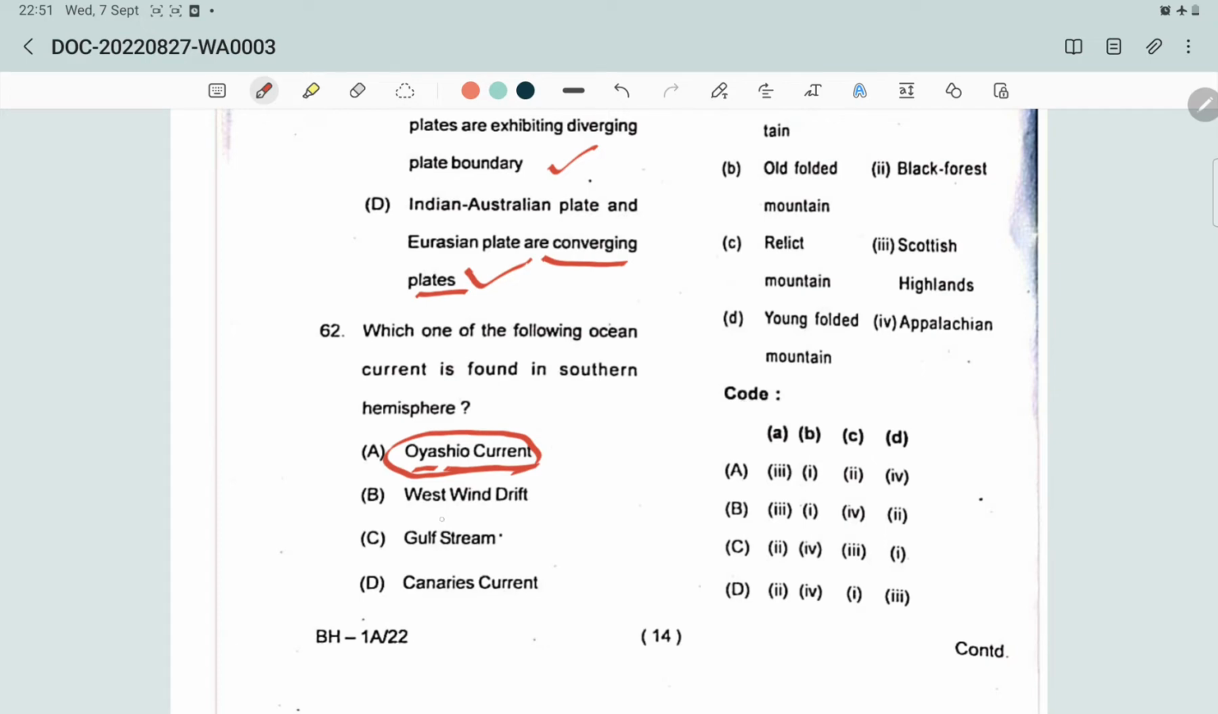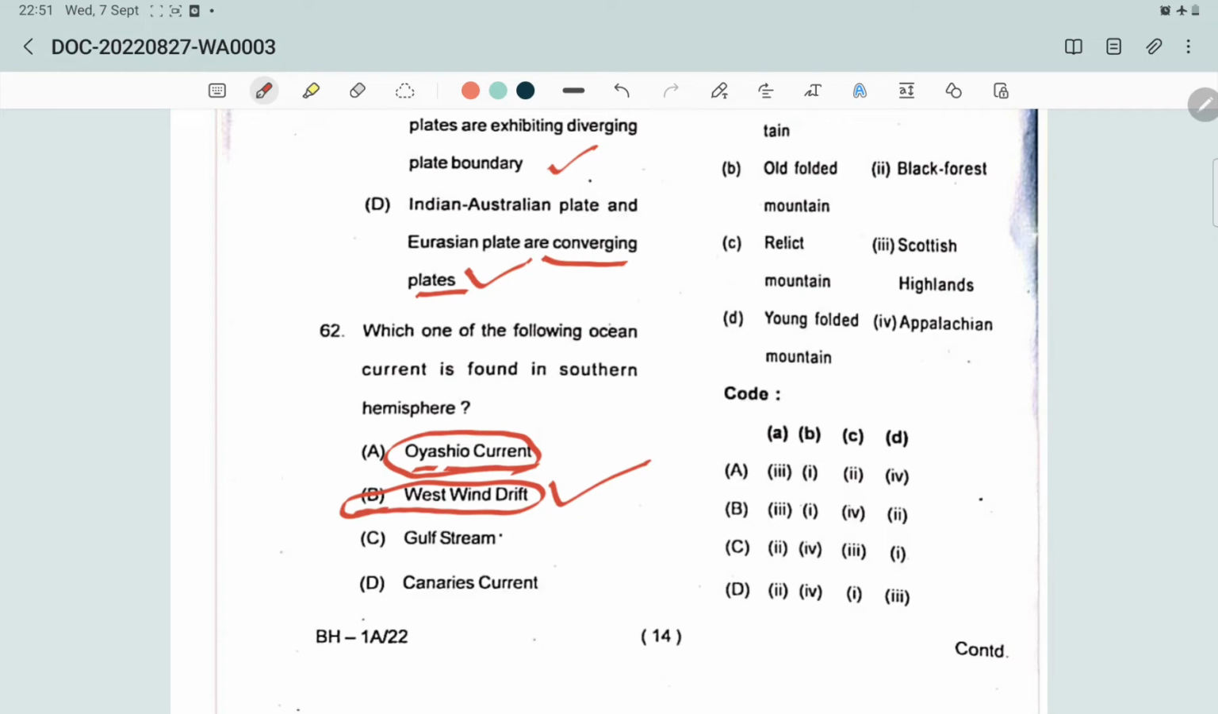And the next option is the West Wind Drift. What is this? It is an oceanic current that flows from west to east around Antarctica, and Antarctica is in the southern hemisphere, and it is the right answer. That's the West Wind Drift.